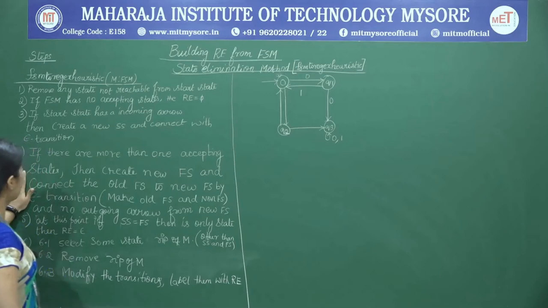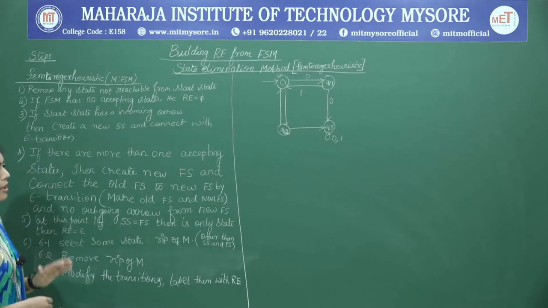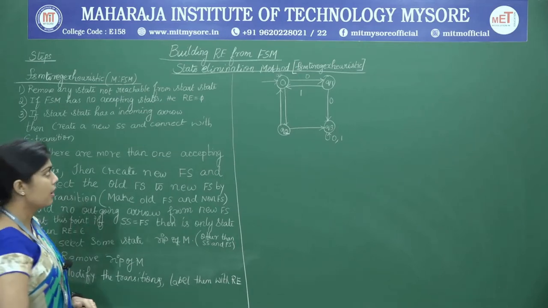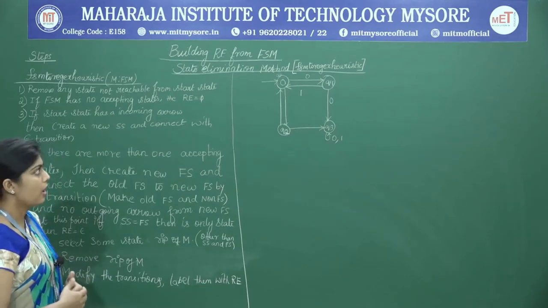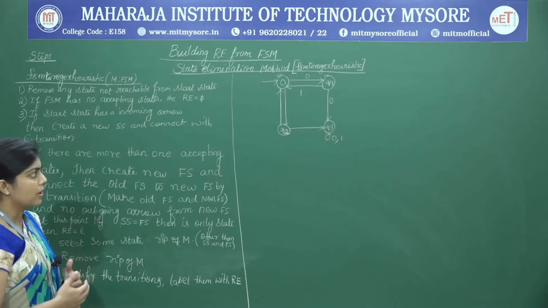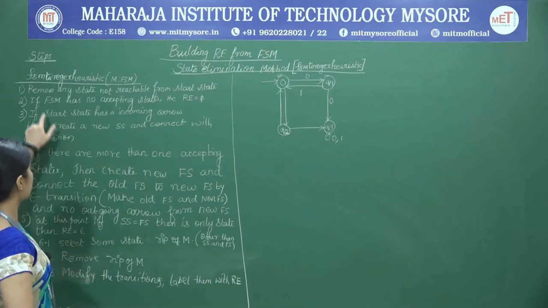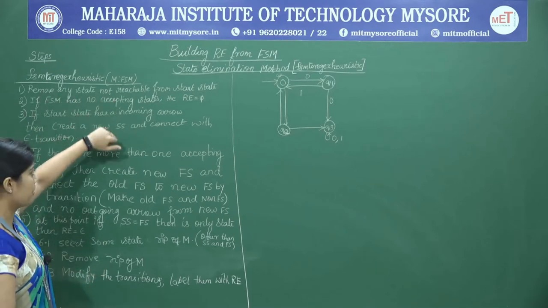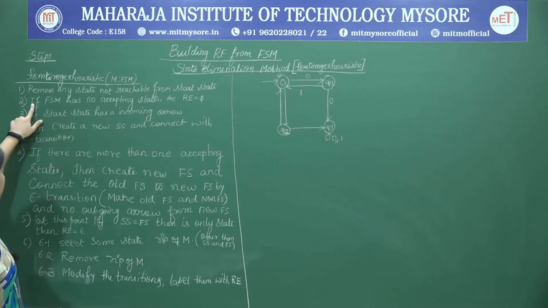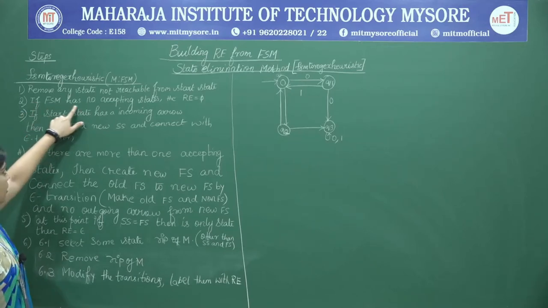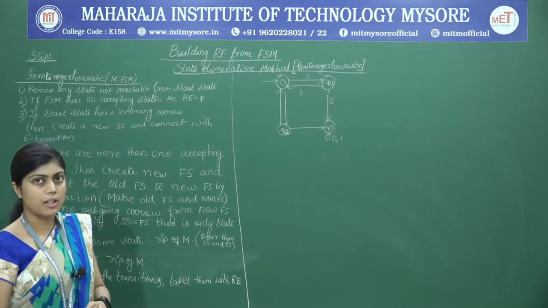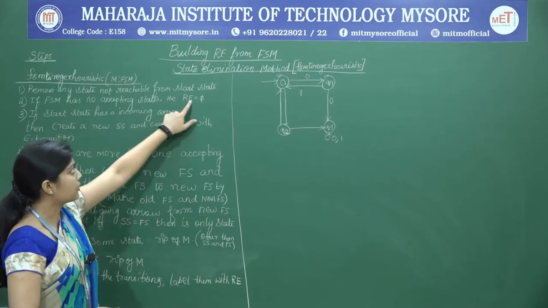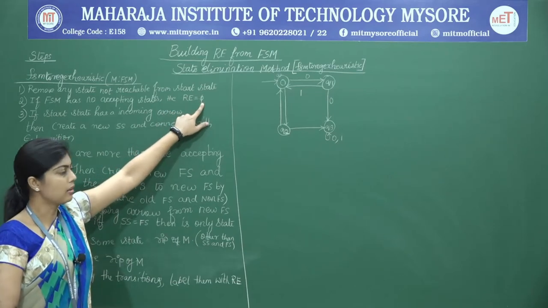The first step is, if there are any dead states in the automata, we are going to eliminate them, because anything that leads to a dead state will never accept. So we are eliminating the dead state. Remove any state which is not reachable from the start state. The second step is, in case the FSM has no accepting states at all, then it can't accept any strings, therefore the regular expression is given by null.